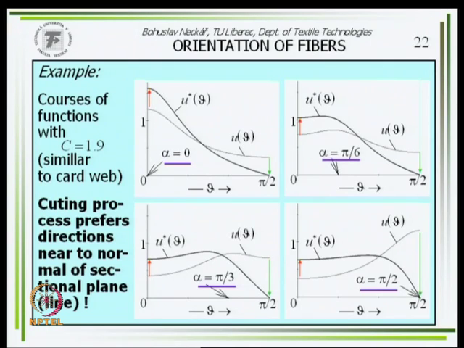We can see that the cutting process prefers directions near to the normal of the sectional plane, perpendicular to the sectional plane. You can see every time here U star is increasing in relation to U, and on the opposite side by 90 degree it is decreasing. It is every time going to 0. Also here for alpha equal 30 degree, and here as well.